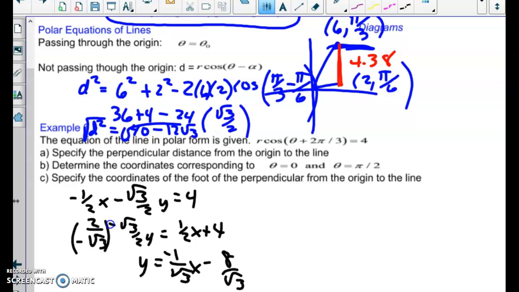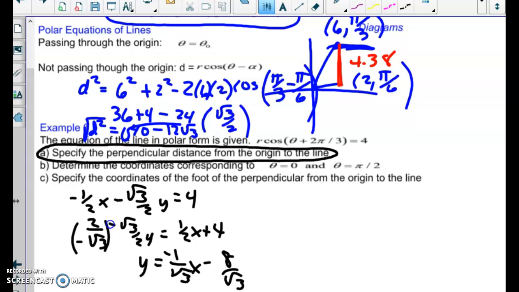And I'm going to leave it like that for now, because in this first question A, it says the perpendicular distance from the origin. So if I want to use perpendicular to this, I know that the slope of this one is that, and the perpendicular slope is going to be the opposite reciprocal, which gives me the square root of 3. Instead of negative 1 over the square root of 3, it's just the square root of 3. So that's going to be my perpendicular slope.